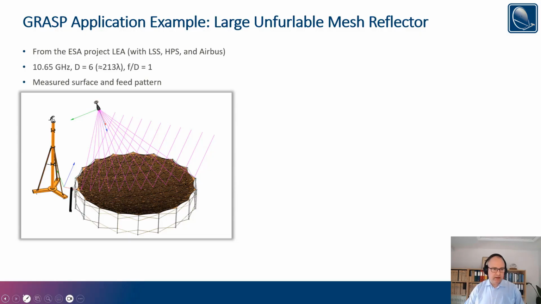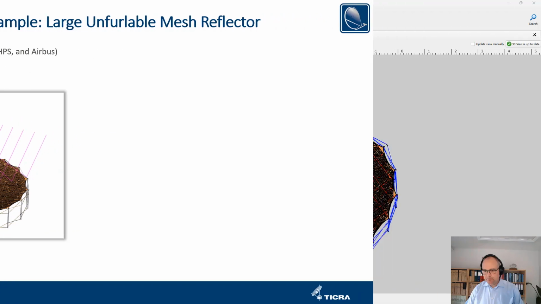So an application example of GRASP here, a large unfurlable mesh reflector from an ESA project that we recently had together with LSS, HPS and Airbus, and then there was an even larger consortium around that. This is at 10.65 gigahertz, a diameter of 6 meters, f over d of 1, and what we are looking at here is a measured surface, and we then use a measured feed pattern also in our model. So now let's go to the software and actually see how this looks.